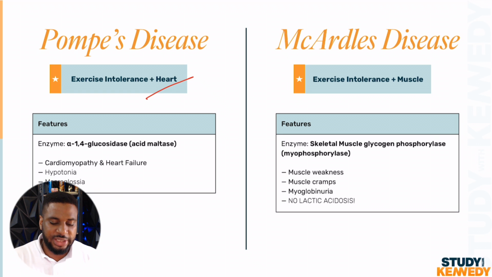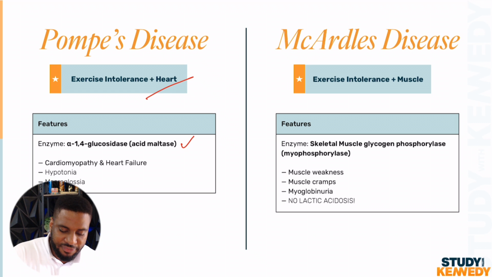Exercise intolerance, and heart is Pompe's disease. Everybody with a glycogen storage disease will have exercise intolerance. They may not say exercise intolerance on your exam. They may say hypoglycemia. So exercise intolerance or hypoglycemia plus heart is Pompe's disease. Exercise intolerance plus muscle is McArdle's disease. You want to take note of that.